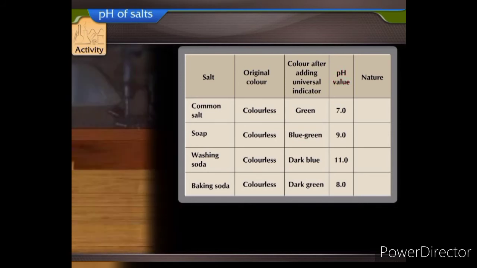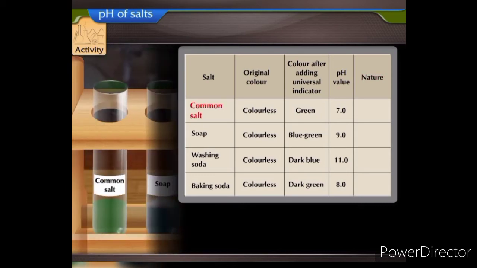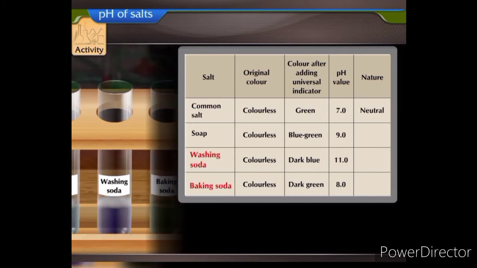On the basis of the pH, let us determine the chemical nature of the solutions. Common salt is neutral in nature. Washing soda, baking soda, and soap are basic in nature. From these pH values, can we identify the strength of the acids and bases from which these are obtained?